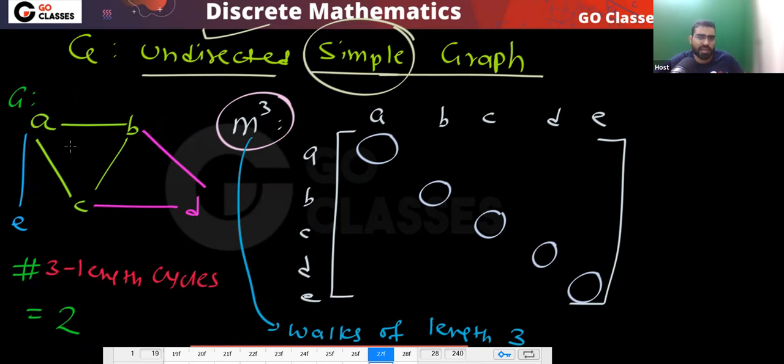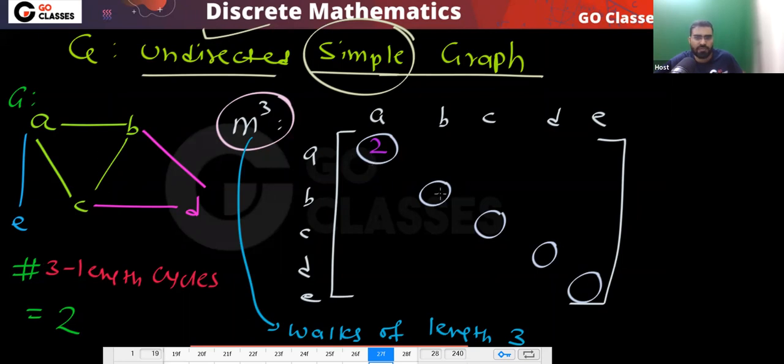And because of only triangle, you can get. Do you agree? Only because of triangle, you can get a walk of length 3. No one else can give you a walk of length 3. For example, if you go from A to E, then from E to A, you cannot get a walk of length 3. So the only possibility is this triangle. So you will get 2 because A is part of only one triangle. That is the reason this 2 is coming. This 2 is telling you that A is part of only one triangle.